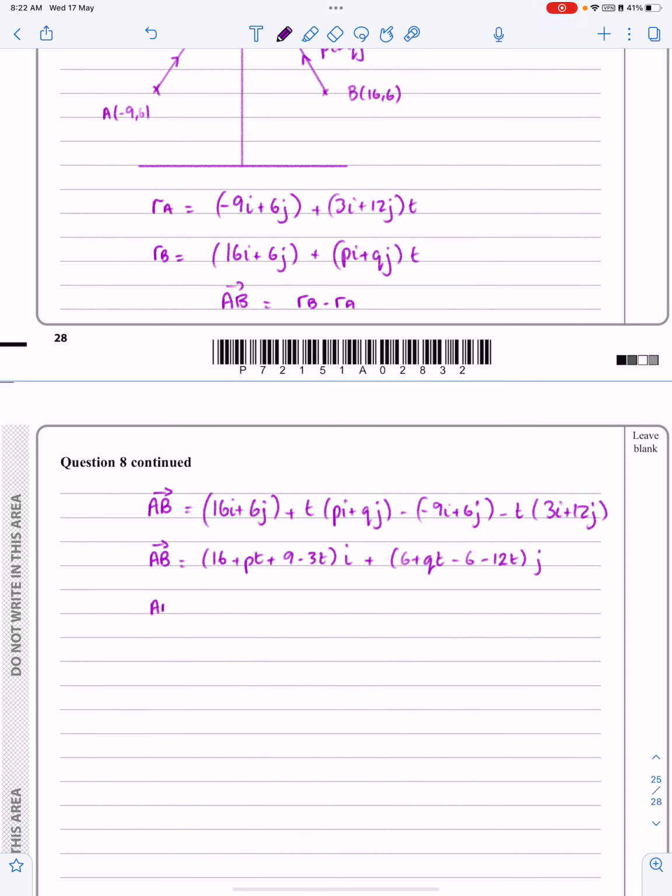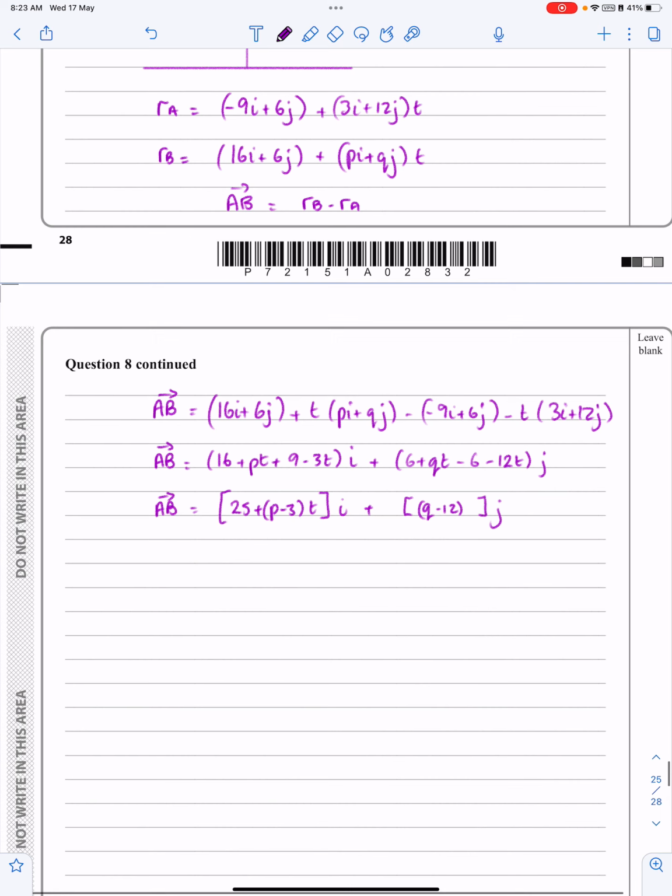Tidying that up then, I've got 25 plus p minus 3t. That's what I've got for the i. And for the j, I've got just q minus 12t. I suppose that could come outside the bracket, it doesn't really matter. I don't need to double bracket there, do I?